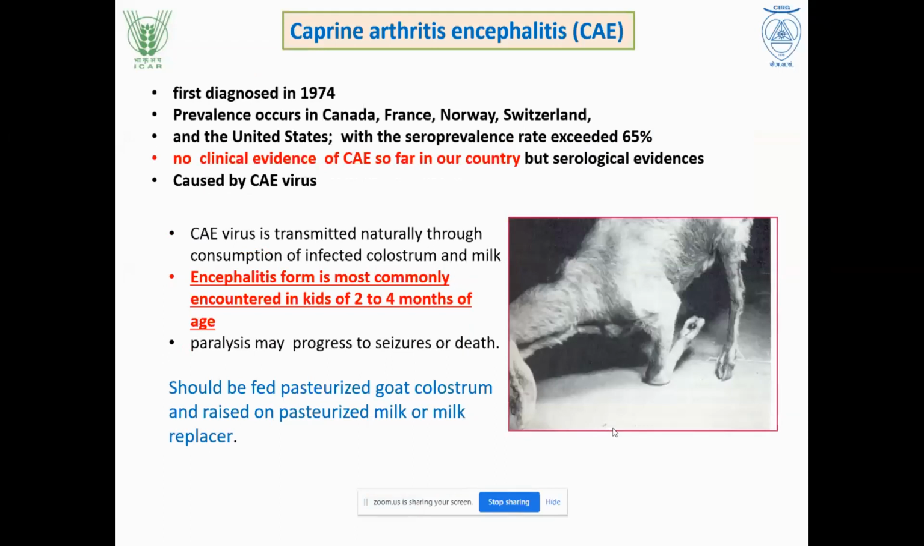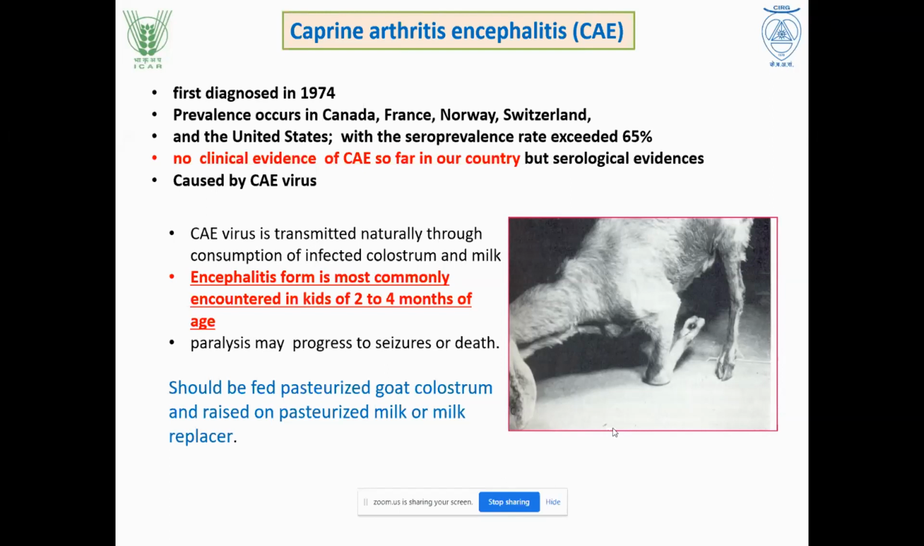This is a disease that needs introduction to veterinary professionals. There is CAE. It is an exotic disease. This disease does not occur in our country. Caprine arthritis encephalitis was diagnosed in 1974 and is very prevalent in Canada, France, Norway, Switzerland, and the United States, where the seroprevalence rate exceeds 65%. In our country CAE is not there, but there are certain serological evidences.